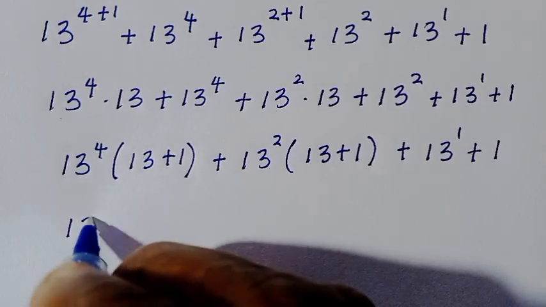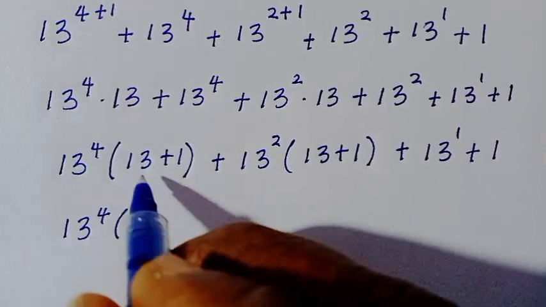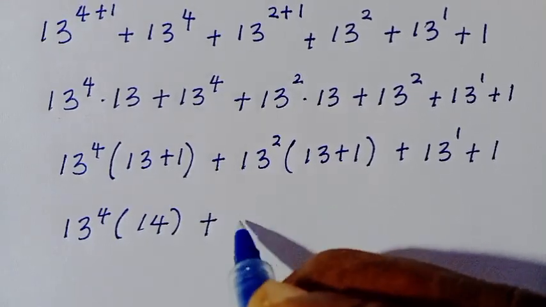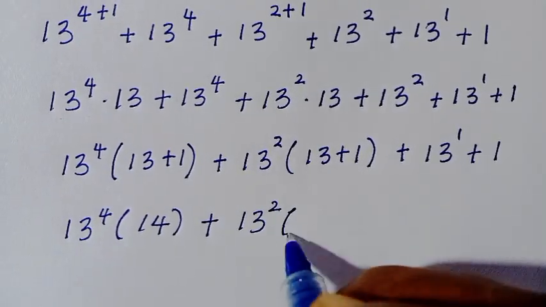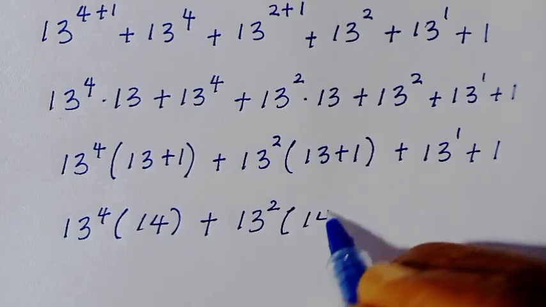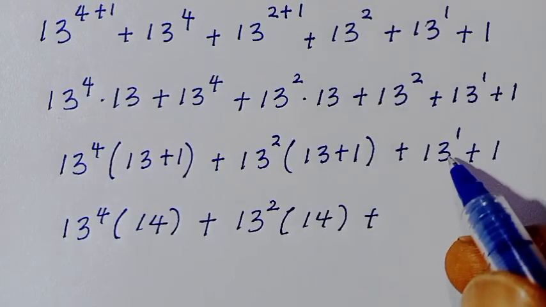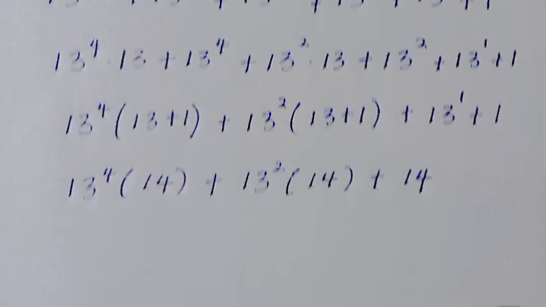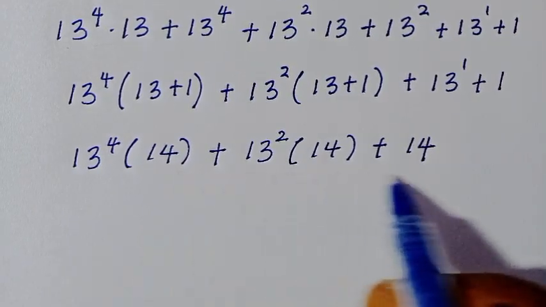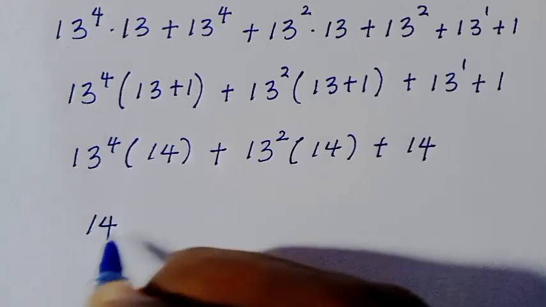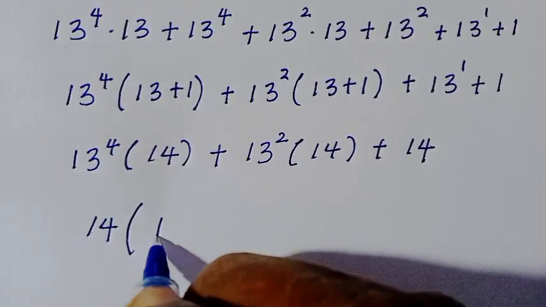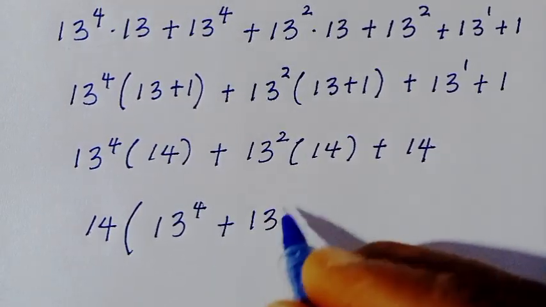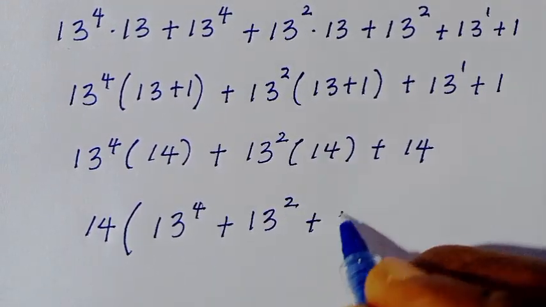And next we have 13 to the power of 4 into bracket of 13 plus 1, that is 14, plus here is 13 to the power 2 into bracket of 13 plus 1, that gives us 14, plus, and here is 13 plus 1, that gives us 14. So next, 14 is common to all of them. By taking out 14, here remains 13 to the power 4 plus 13 to the power 2 plus 1.